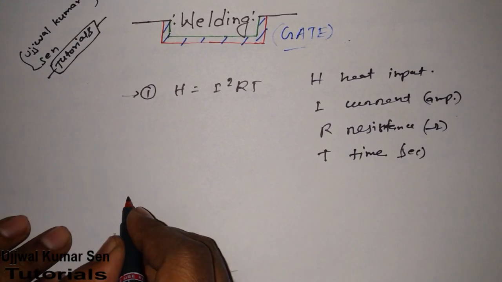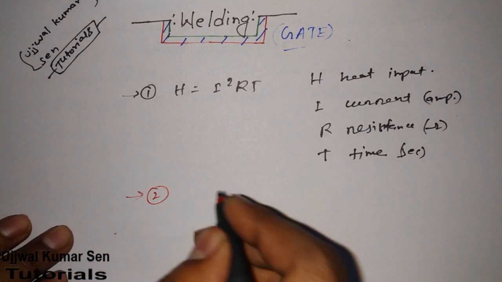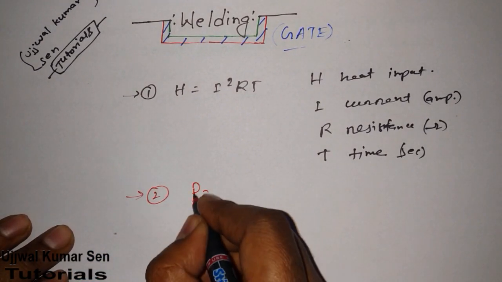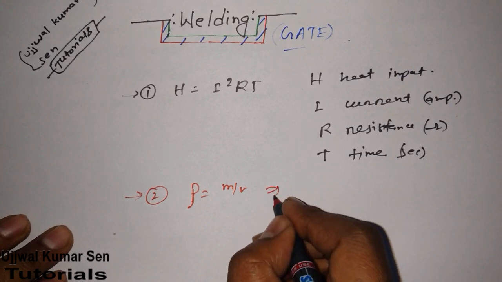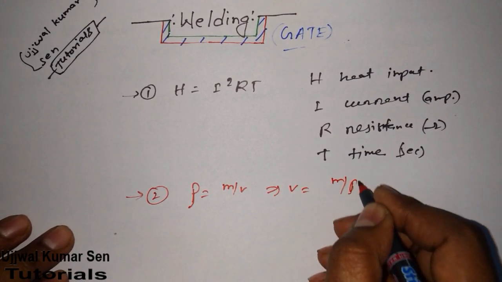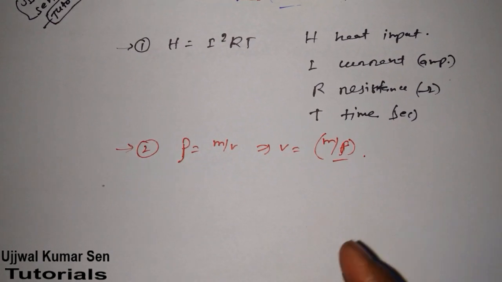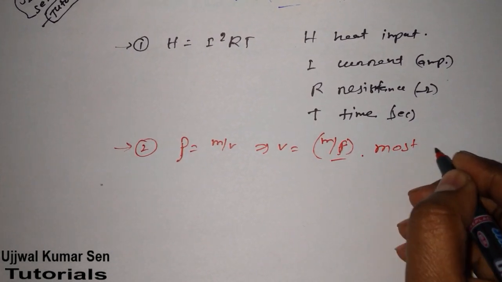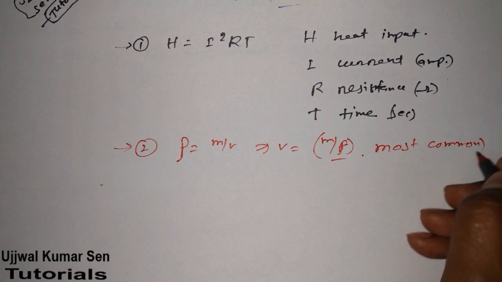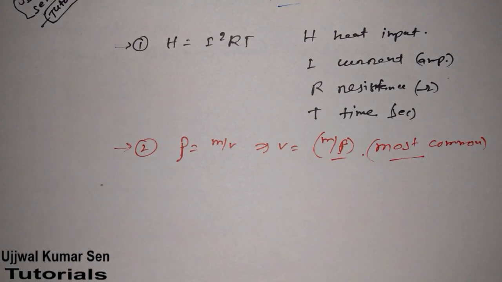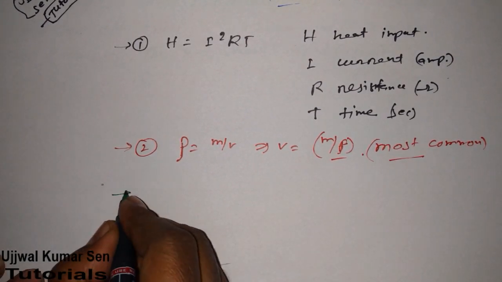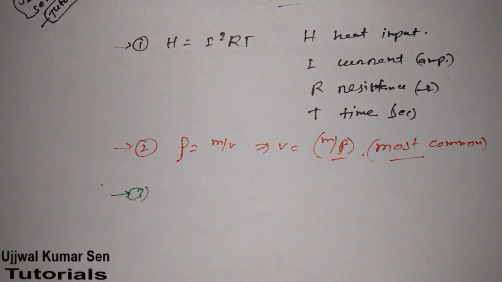Now the second formula: in one question they related density is equal to mass by volume, to find out volume, with the numerical problem. That's why I am sharing it with you, although this is the most common formula and you must know about it. If you are preparing for a competition examination I need not share these formulas, but maybe you are a newbie, that's why I am sharing it.